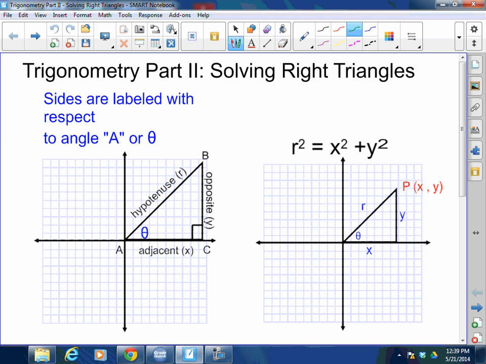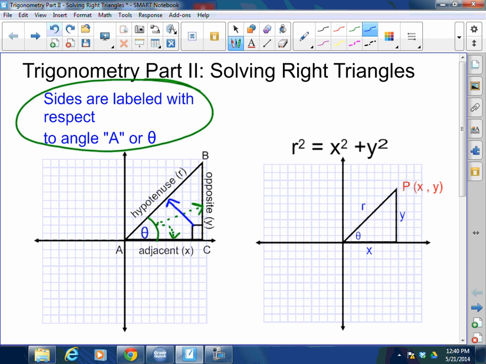And when we're talking about labeling sides, depending on what angle we're coming from, you got to really focus. In this particular case, the sides are labeled with respect to angle A or theta. From angle theta, the side that is across from it will always be opposite. The side that is directly next to it will always be adjacent. And I know the hypotenuse is also next to the angle, but the hypotenuse is never the adjacent, ever. So that is just simply the hypotenuse. How do you know it's the hypotenuse? Because it's directly across the 90.